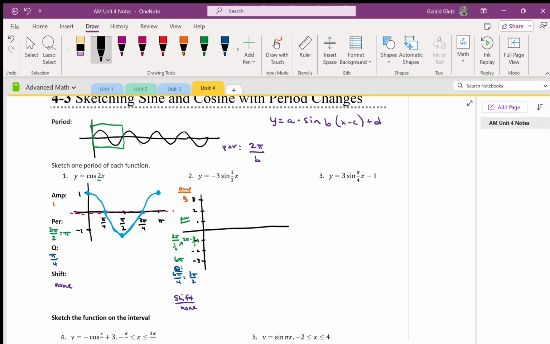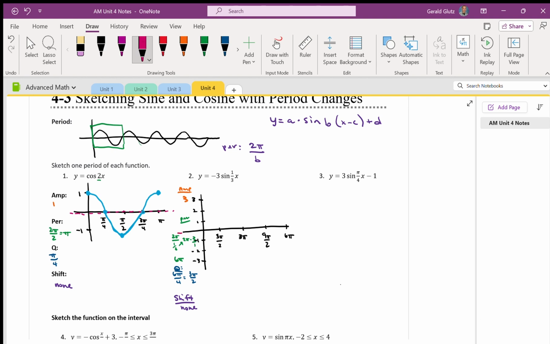All right, so now our quarter sections are 3 pi over 2. So every time I move to the right from 0, I'm going up 3 pi over 2. So this will be 3 pi over 2. 3 pi over 2 plus 3 pi over 2 is 6 pi over 2, which is just 3 pi. 6 pi over 2 plus 3 pi over 2 is 9 pi over 2. 9 pi over 2 plus 3 pi over 2 is 12 pi over 2, which is 6 pi, which is our period. So that was good that I ended up getting to 6 pi.